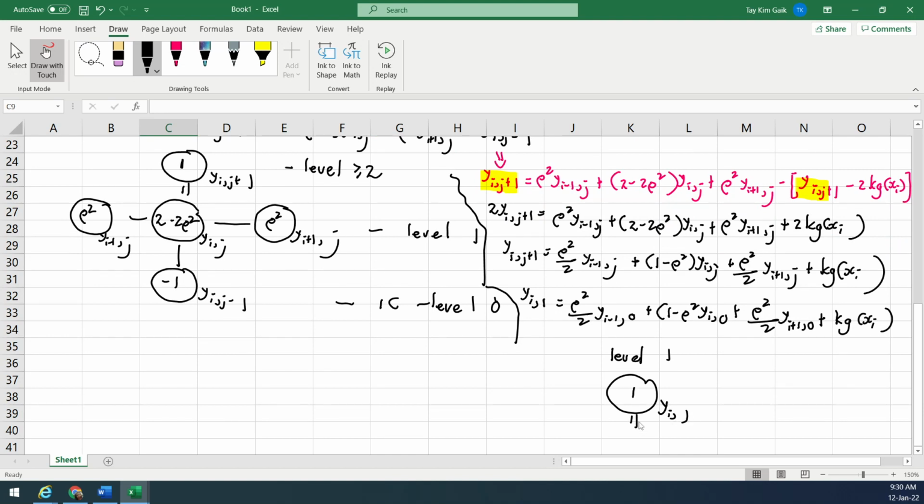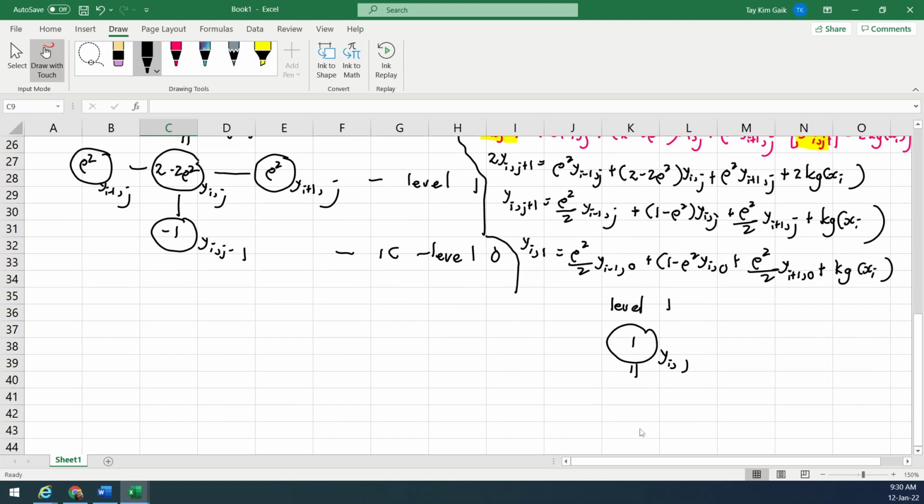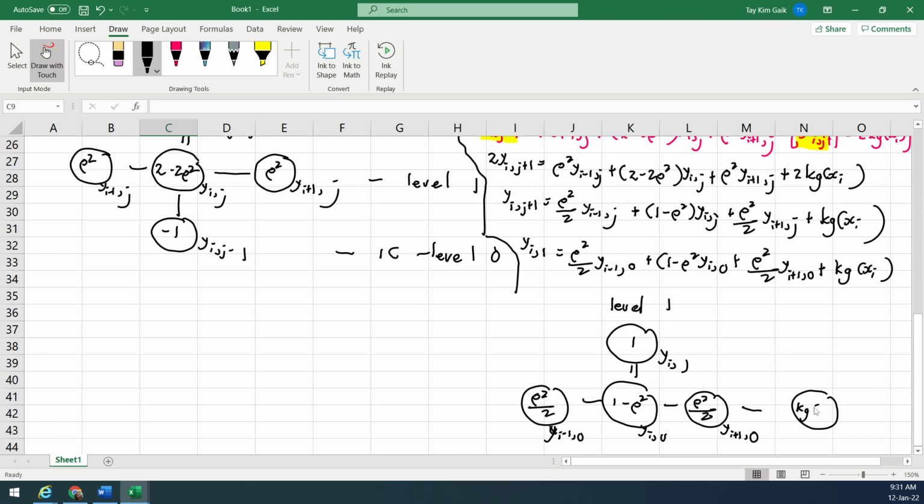So yi 1 equals, you see, the middle is 1 minus rho squared. Left and right is rho squared over 2. Left coefficient is rho squared over 2. Here they use yi minus 1 0. This is yi 0. This is yi plus 1 0. And then you have another here. This is k g xi.